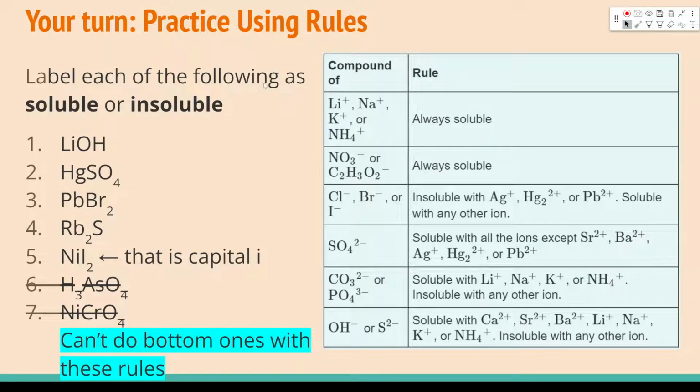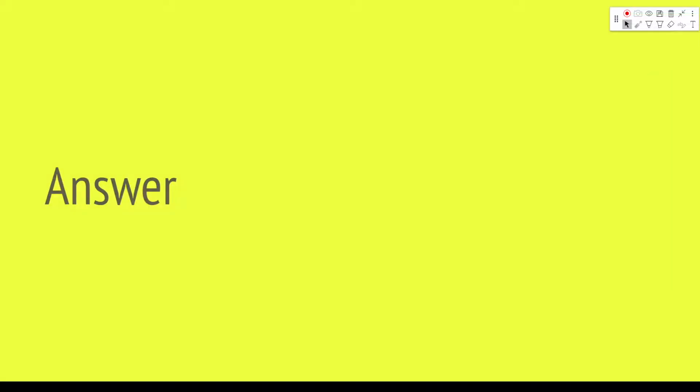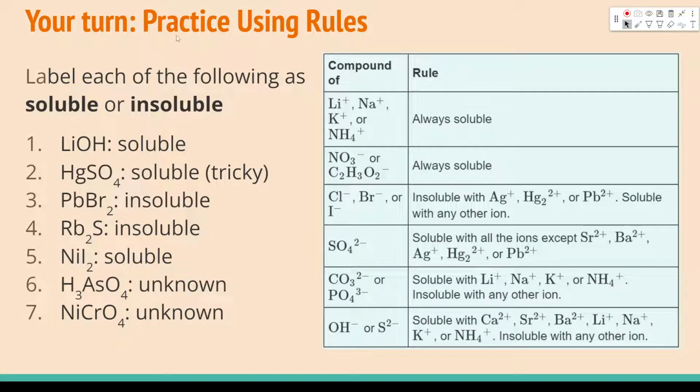So what you need to do is, for these problems, practice using these rules, and then pause this video, try this your turn using the chart. Notice I crossed out 6 and 7 because I realized this chart is a little incomplete, so it doesn't have the ability to do these two, but otherwise you could do the rest. So go ahead and try this out. And then I will show you the answers. Here you go.